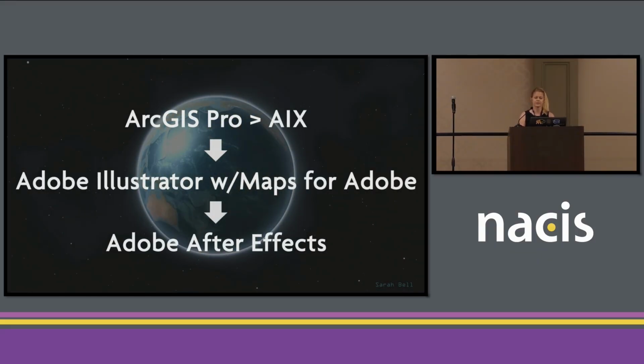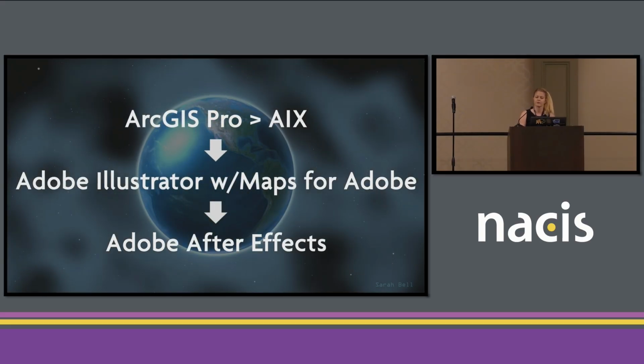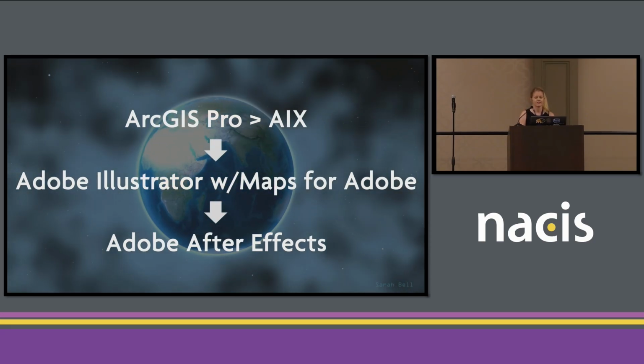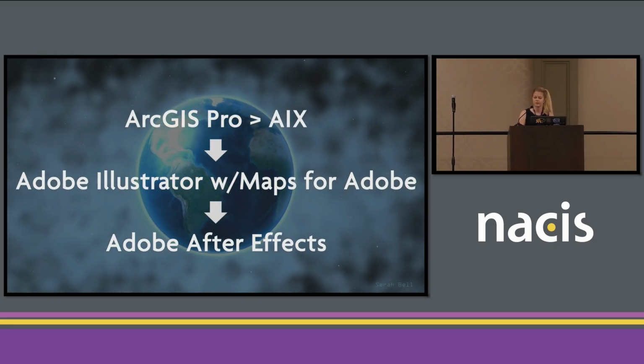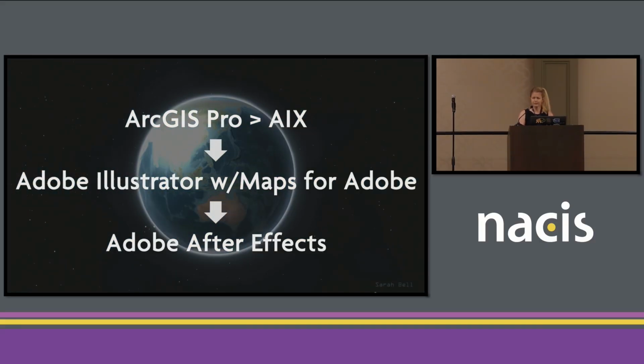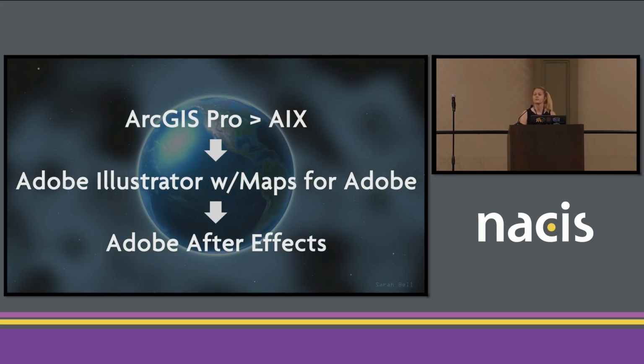I start in ArcGIS Pro to add data layers, set map layout extents, and perform analyses. And then I export the layout as an AIX file and open it in Adobe Illustrator using the ArcGIS Maps for Adobe extension. Illustrator is where I handle most of the graphic design and reorganize any layers that I need to suit my animation needs in After Effects. And once the Illustrator file is organized and aesthetic, I import it into After Effects.